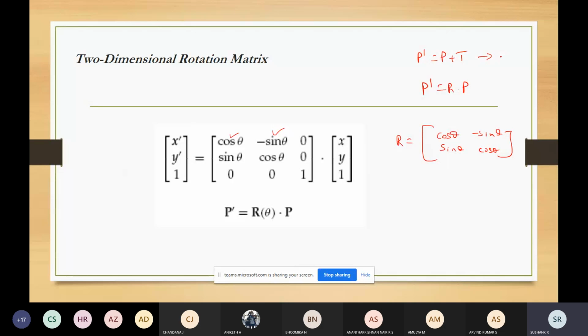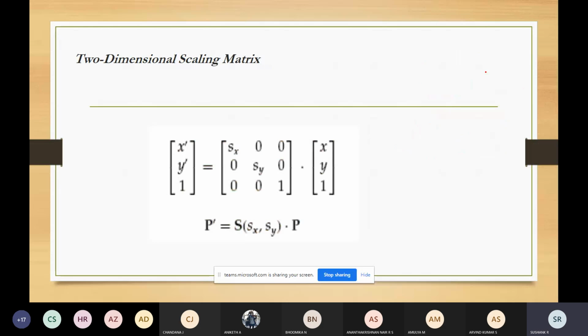This is for translation, rotation, and another one like P dash is equal to S into P. This is for scaling. Now here the same thing. These four terms will represent the rotation factor. So this can be generalized: P dash is equal to R into P. The same thing for the scaling: for the diagonal you are adding the scaling vector, the scaling along x term, scaling along y term.